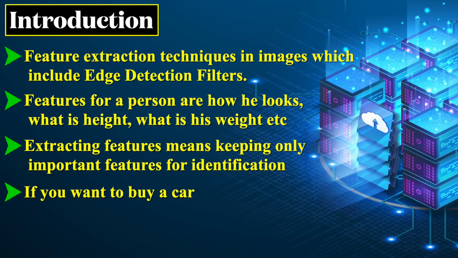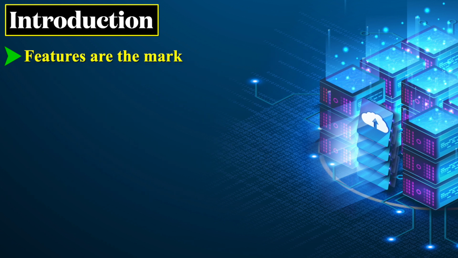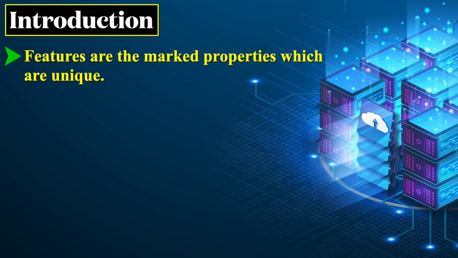So features are the basic attributes or aspects which clearly help us to identify a particular object or image or anything. Features are the marked properties which are unique.